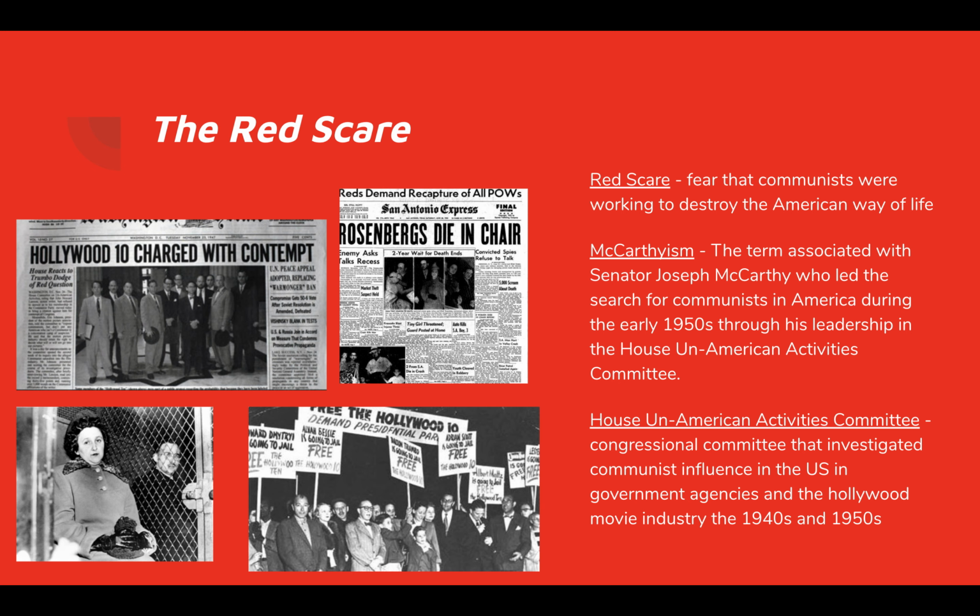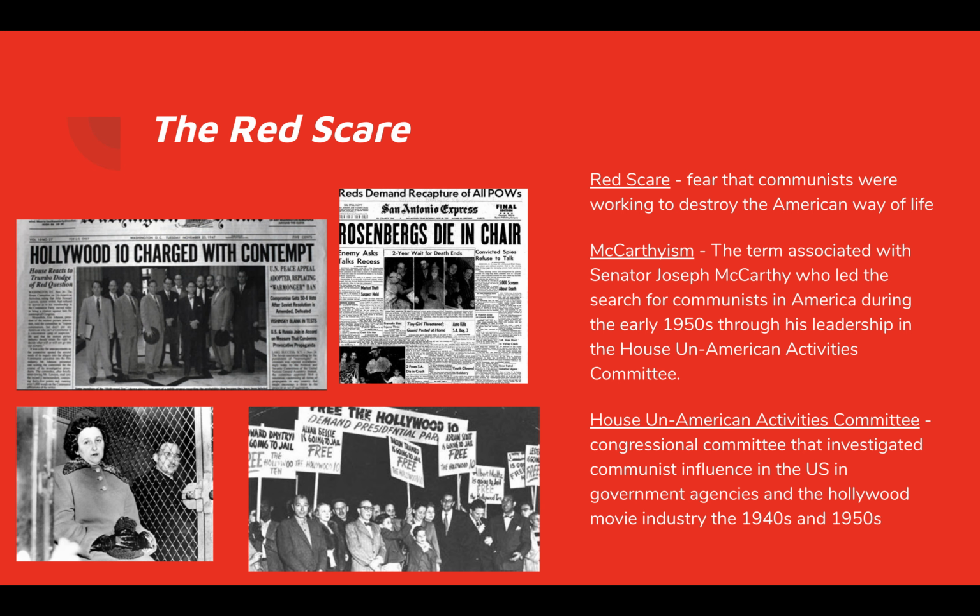Right? Think about learning about the Salem witch trials back in U.S. History Part 1. This is very similar, right? No real basis for the accusations, but if you were accused to be a communist, your entire life could be torn apart, right? So much so that the House of Representatives even had HUAC, the House Un-American Activities Committee, which was a congressional committee that investigated communist influence in government agencies and the Hollywood movie industry.